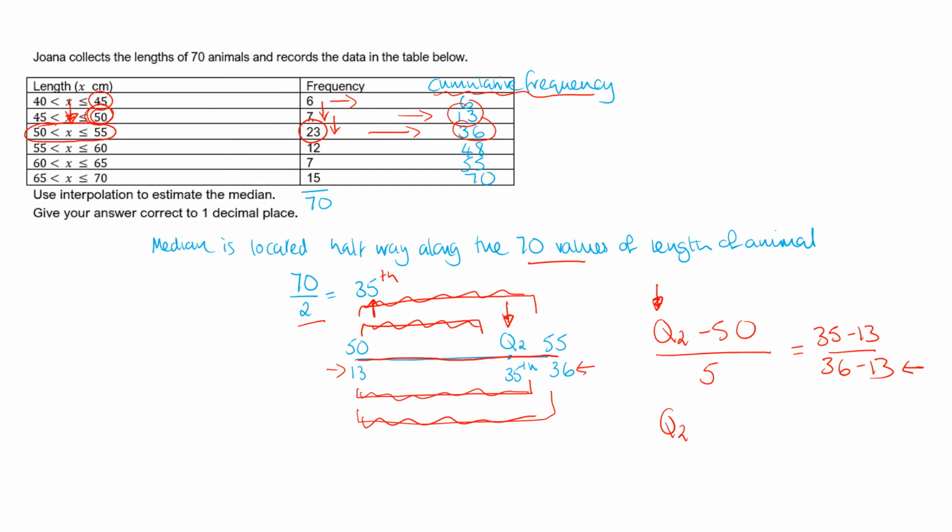So Q2 minus 50 is going to equal 35 minus 13, which is 22, divided by 36 minus 13, which we know is 23, and then we need to times that by 5, cross multiplying, and then Q2 is just going to be that answer and then add on the 50, and if we do that it comes out to be 54.8.